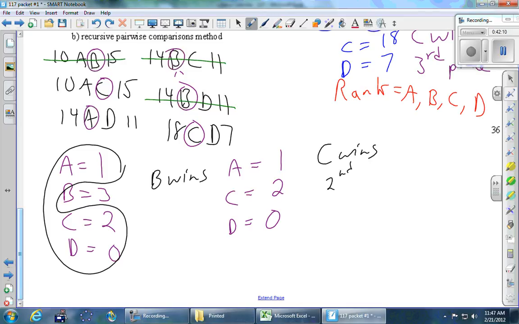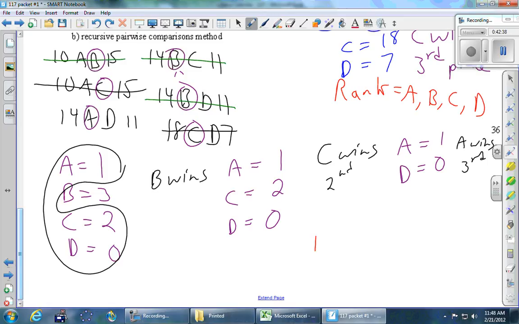And so we will eliminate C. And so we just have A and D left, which is just this single head-to-head that's not crossed off yet. Who gets the point? A gets the point, or D stuck at 0. So A wins third.